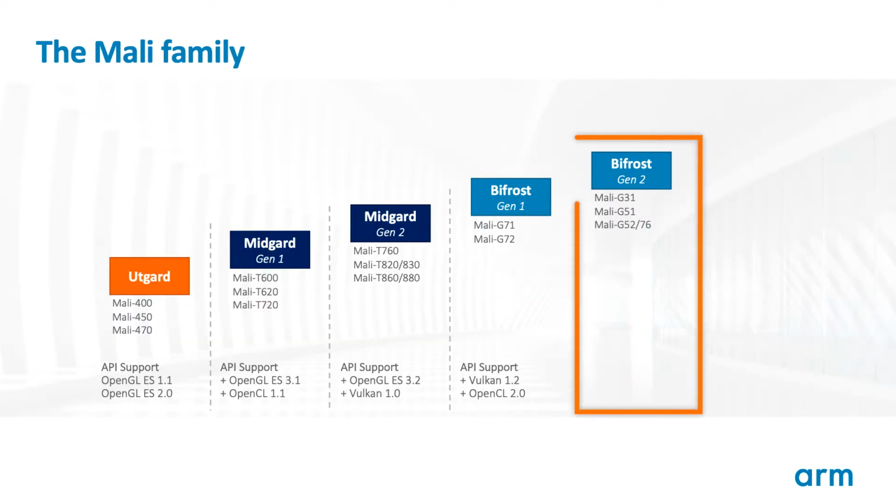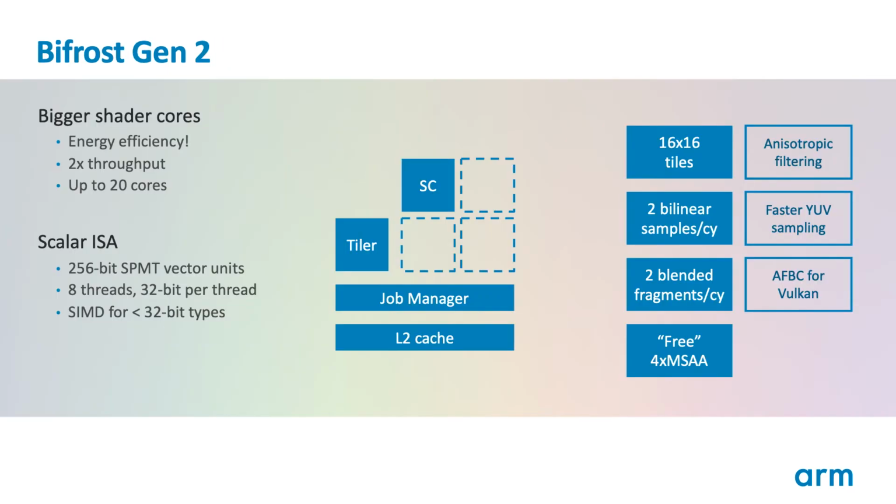The second generation of Bifrost cores add a few incremental features, but make a radical change to the shader core sizing to improve efficiency. This generation of designs doubles the width of the shader core. Tiles are still 16 by 16 pixels, but the core designs move to 8 wide warps, and can complete 2 bilinear samples per clock, and 2 blended fragments per clock.